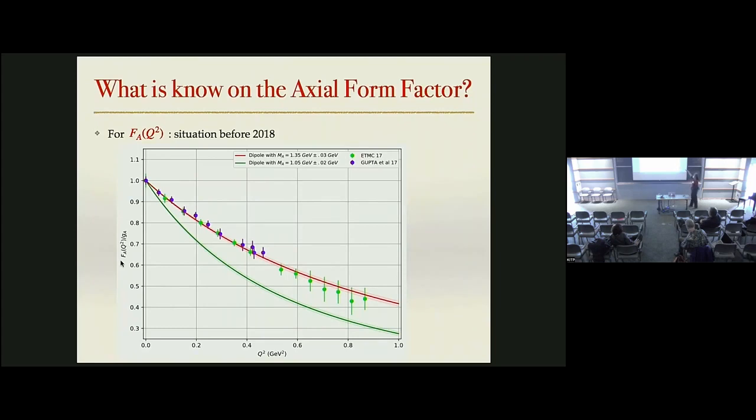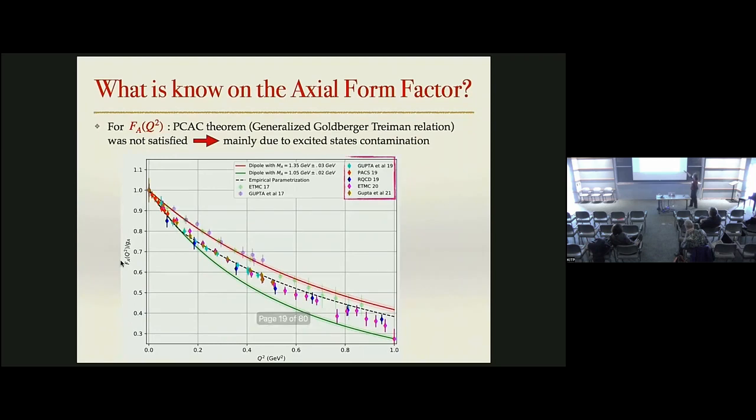After making more simulations and including this excited state, trying to remove the excited state contamination, they arrived at the result in ETMC 2020, which are these purple points you see here, and Gupta 2019 or 2021. Basically the results have shifted. Okay, got it. Thanks for the clarification. Thank you.